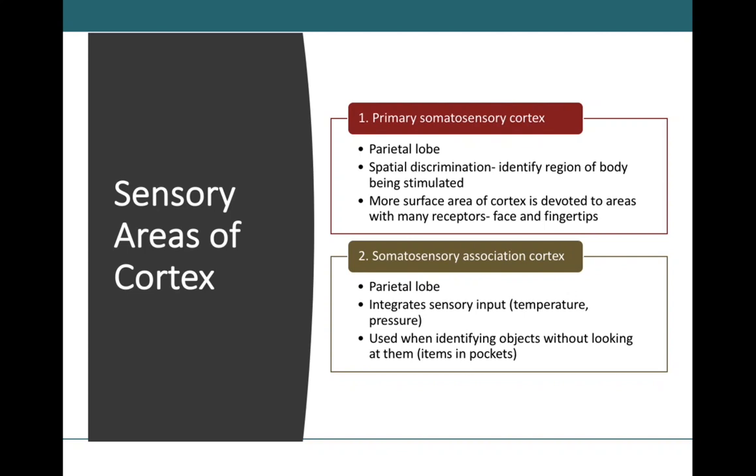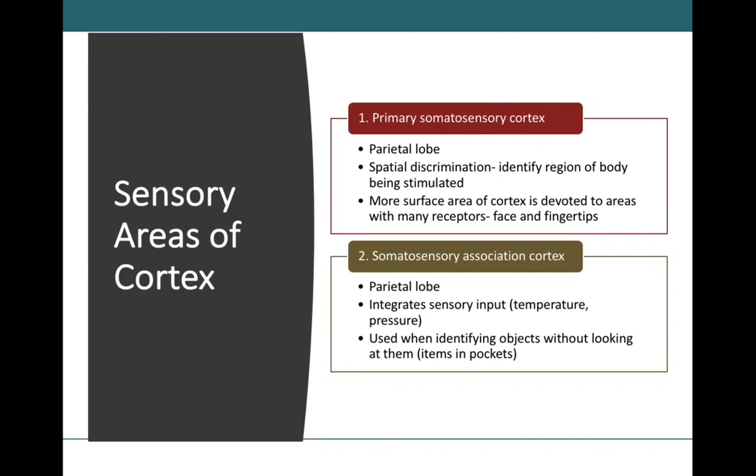Now, one thing that we'll discuss a little bit more in detail in Chapter 16 is that the more surface area of the somatosensory cortex that's devoted to a particular area of the body, the more dense receptor localization is found in that area, which means that that part of our body is going to be a little bit more sensitive. So specifically, the fingertips and the face are two areas of our bodies that are extremely sensitive. They'll have a lot of receptor density, and they'll also contain a large surface area of the somatosensory cortex.